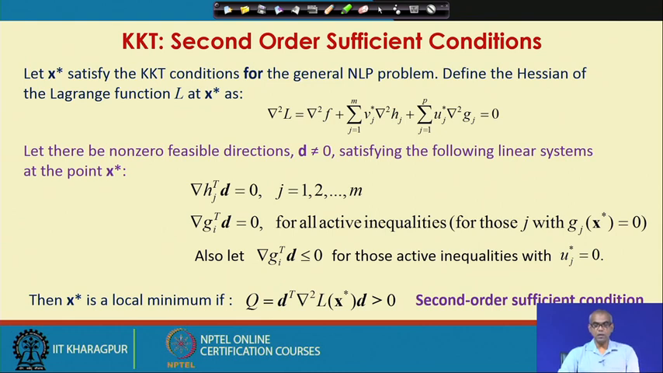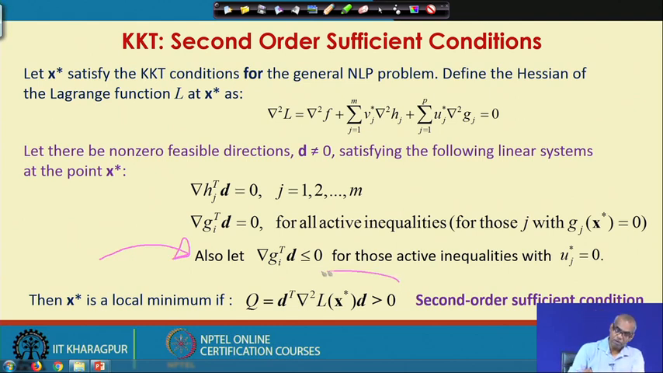Then x star is a local minimum if the quadratic d transpose Hessian times d evaluated at x star is strictly greater than 0. This is the second order sufficient condition. So, when you compare with the second order necessary condition, you have an additional restriction on these inequality constraints, and then the quadratic has to be strictly greater than 0. So, this is the second order sufficient condition.